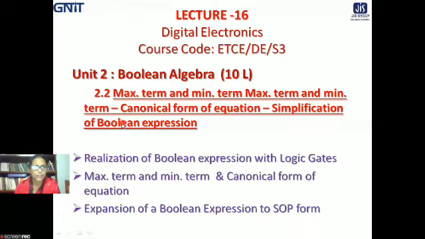In this lecture, we will be going through some subtopics. First one is realization of the Boolean expression with logic gates. Next is max term and min term and the canonical form of equation, that is SOP and the POS form. SOP is sum of product and POS is product of sum, and also the standard forms of the expressions. Next is expansion of the Boolean expression to SOP form, that is sum of the product form, that is in min terms and max terms.